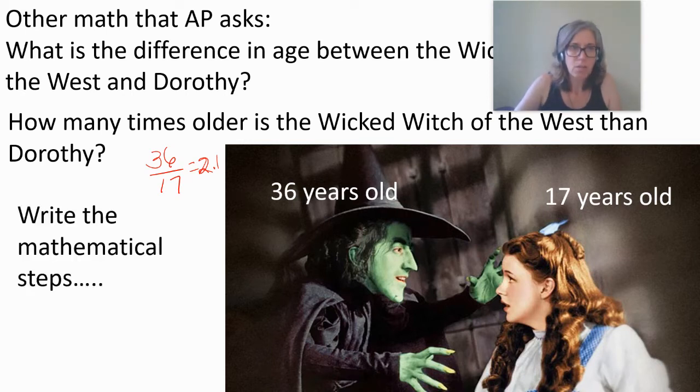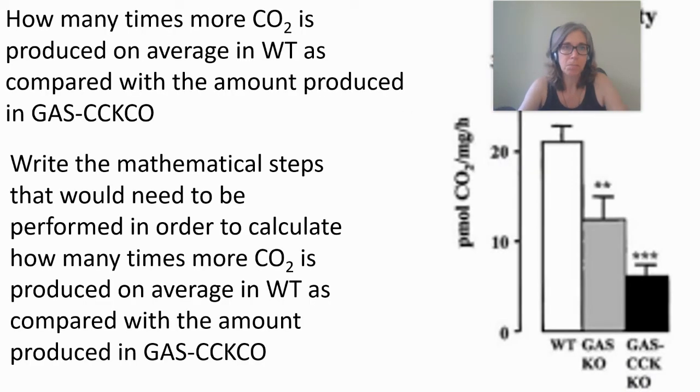All right, so another thing that they like to ask is write the mathematical steps involved in blah, blah, blah. This is not a complicated question, but it seems like it. So the mathematical steps in how many times older is the Wicked Witch of the West is 36 divided by 17 equals 2.1. There are your mathematical steps. For the first one, the difference in age, 36 minus 17, or 17 subtracted from 36 equals 19, and that's all they want for write the mathematical steps.